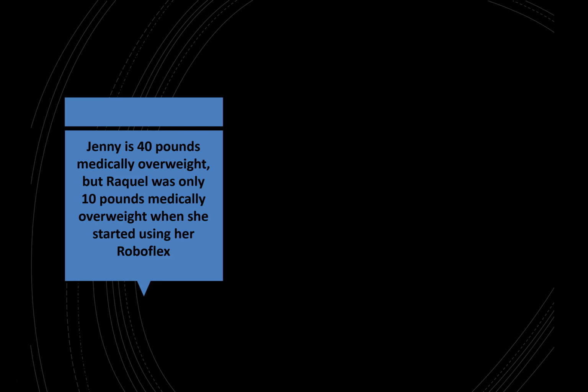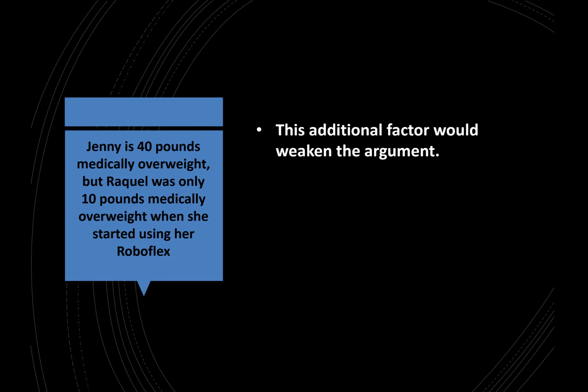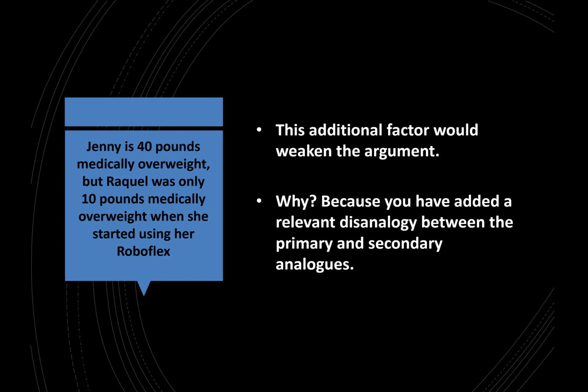Jenny is 40 pounds medically overweight, but Raquel was only 10 pounds medically overweight when she started using her RoboFlex, right? This additional factor would weaken the argument. And why? Again, because you've added a relevant disanalogy between the primary and secondary analogs. It matters. Your starting point matters, right? So if Jenny's already 20 years older, and now you add that she's 40 pounds medically overweight, but Raquel was only 10 pounds medically overweight, that is a significant difference that is going to impact whether or not Jenny's able to duplicate Raquel's results. Right? So you've weakened the argument by adding this relevant disanalogy.